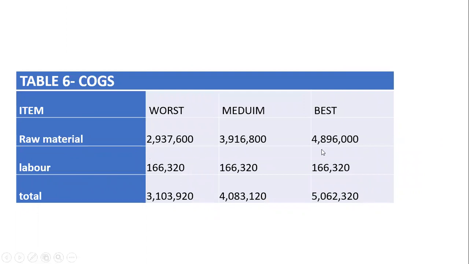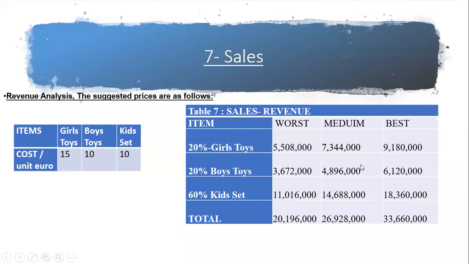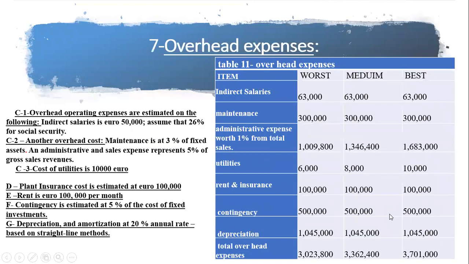The raw material will be different, while the labor is constant in value. So you have to check that the values are increasing. And this is the 5 million. So this is the best case scenario. Sales is easy. I would multiply the price times the units, and this gives the total of the sales. Then we follow with the overhead expenses.